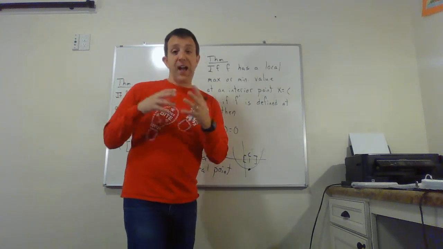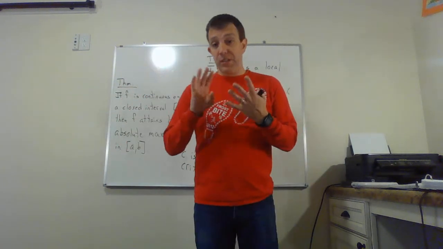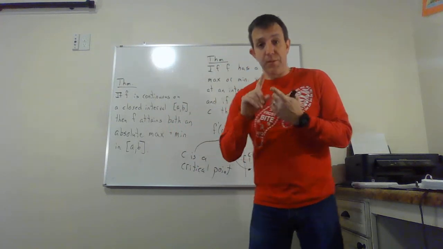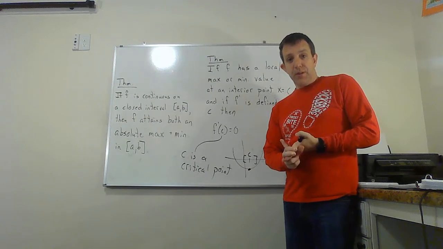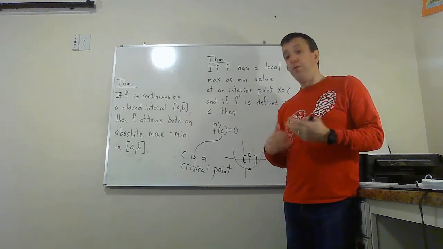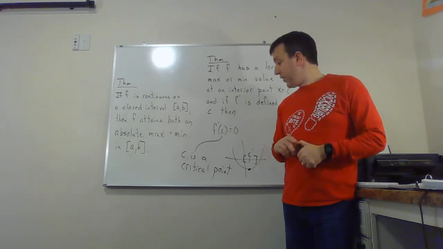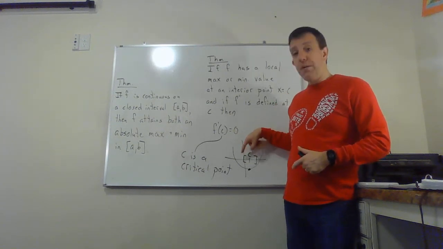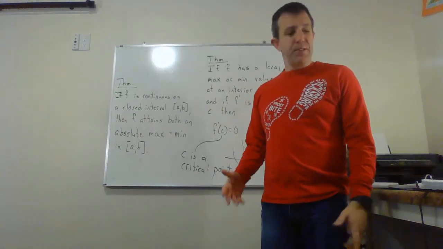So to find absolute maxes and mins on an interval, we're going to take the derivative. I'll say it again. We'll take the derivative, set it equal to 0 and solve. Wherever the derivative is 0, we're going to plug that x value in and see what we get in the original function. We're also going to plug in the endpoints, and then we just choose which one's biggest and which one's smallest. Let's do an example.